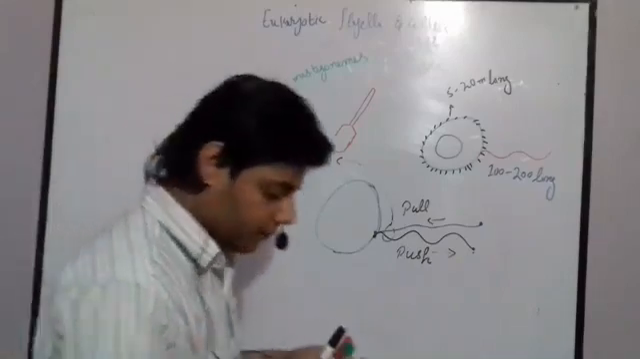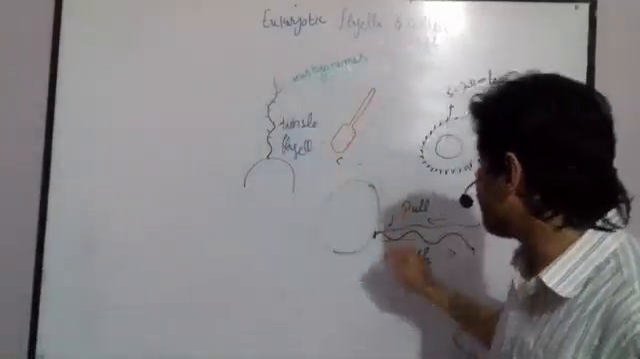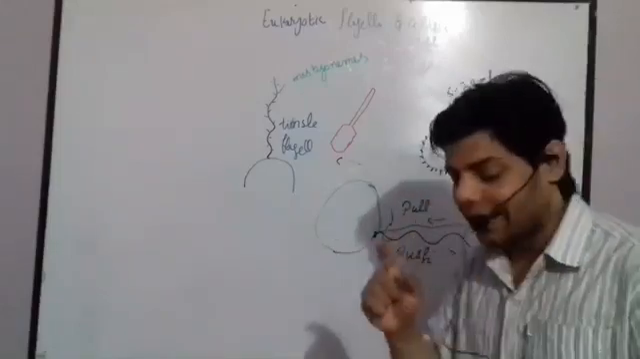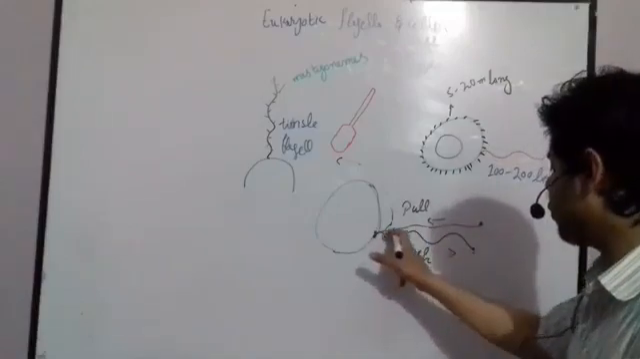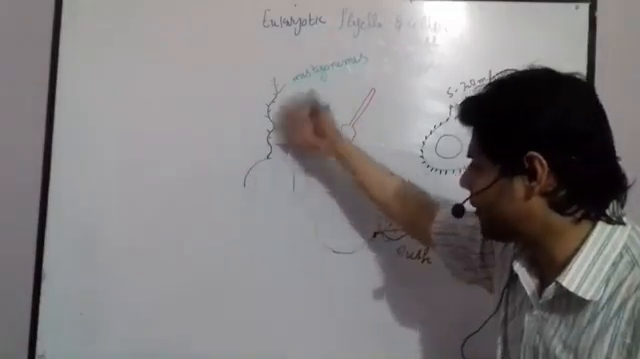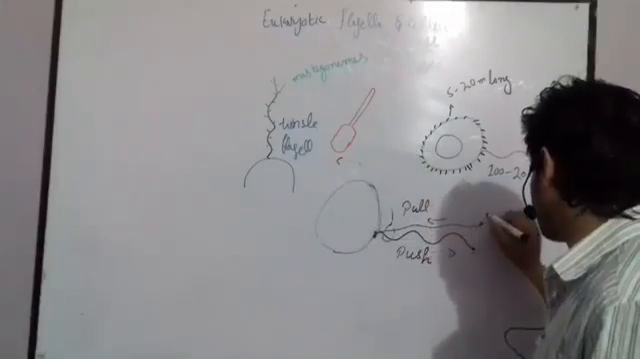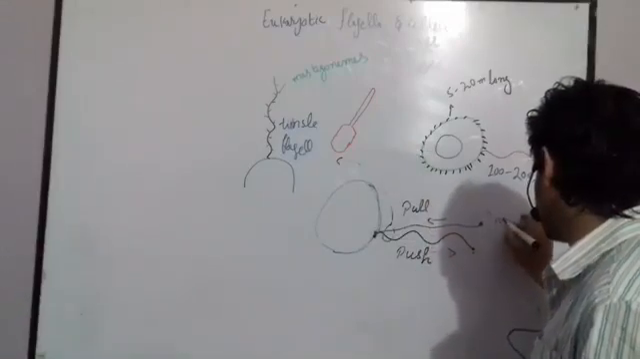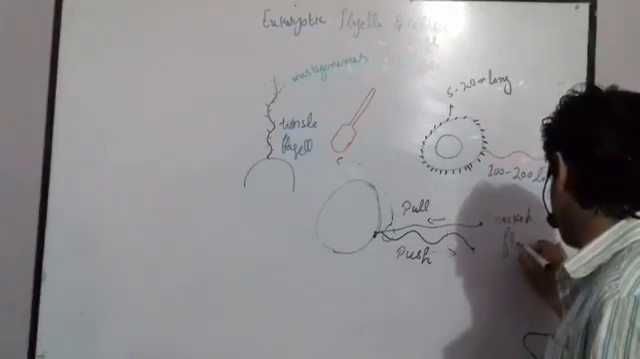On the other hand, when the flagella don't have these mastigonemes, meaning they don't have this flagellar filament, then we call this flagella naked flagella.